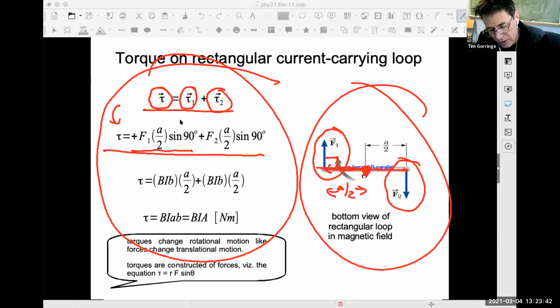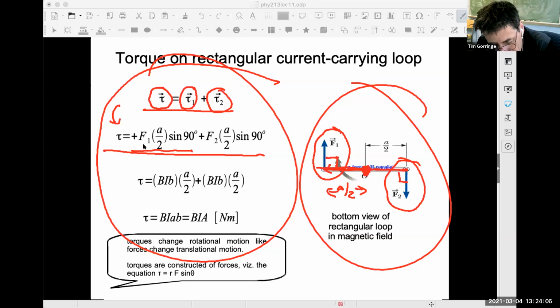And so that's the torque created by force number 1 and the torque created by force number 2, same equation, because it's actually the same strength force at the same distance from the axis of rotation with the same orientation with respect to that line from the axis of rotation to where that force is exerted. So everything's the same.